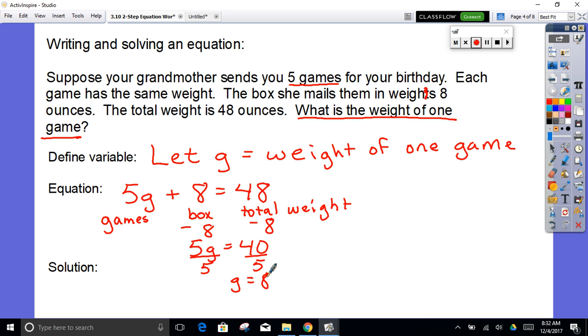So you would finish this up with a sentence that says that you remember what G stands for. So you would say the weight of, I'm going to need to write a little lower, of one game is 8 ounces. Okay, any questions about that? Okay, let's look at another one.